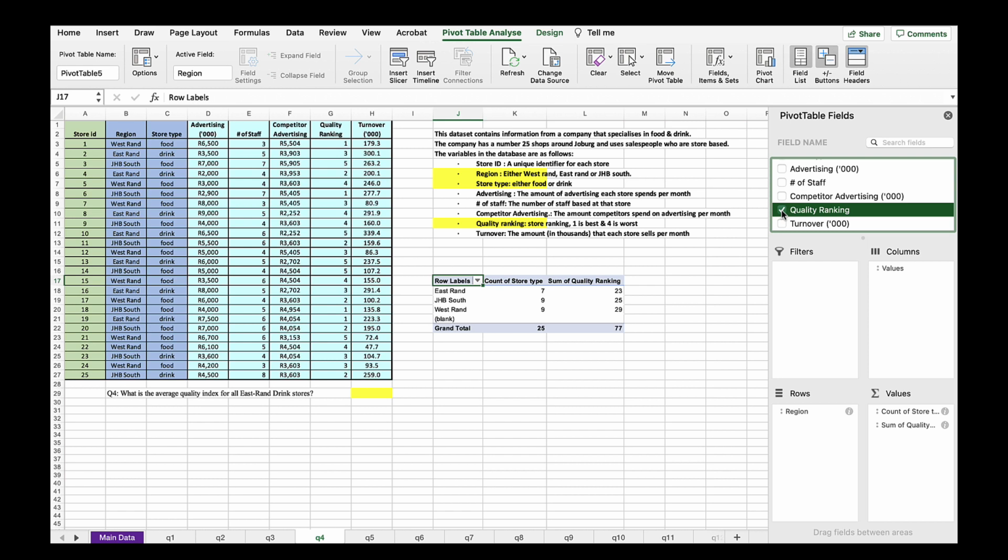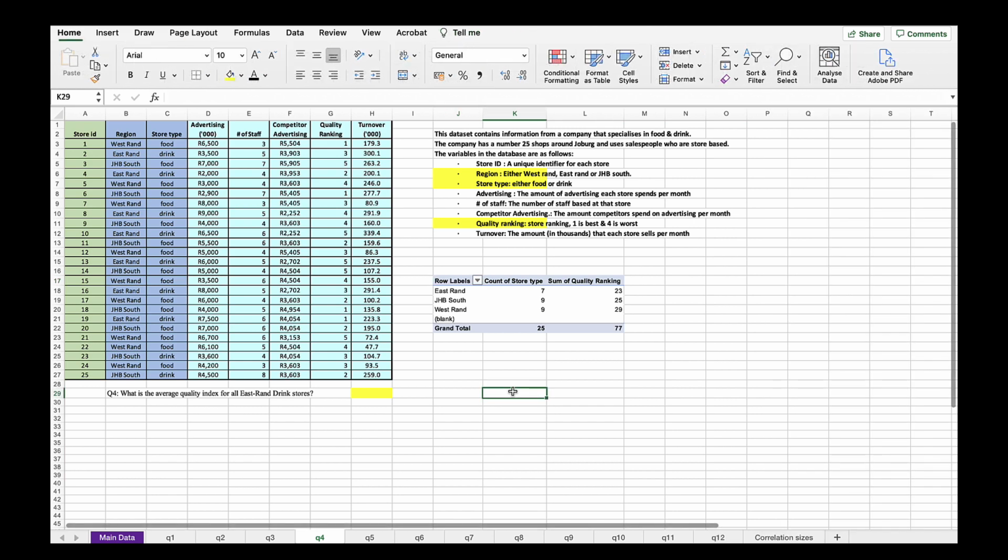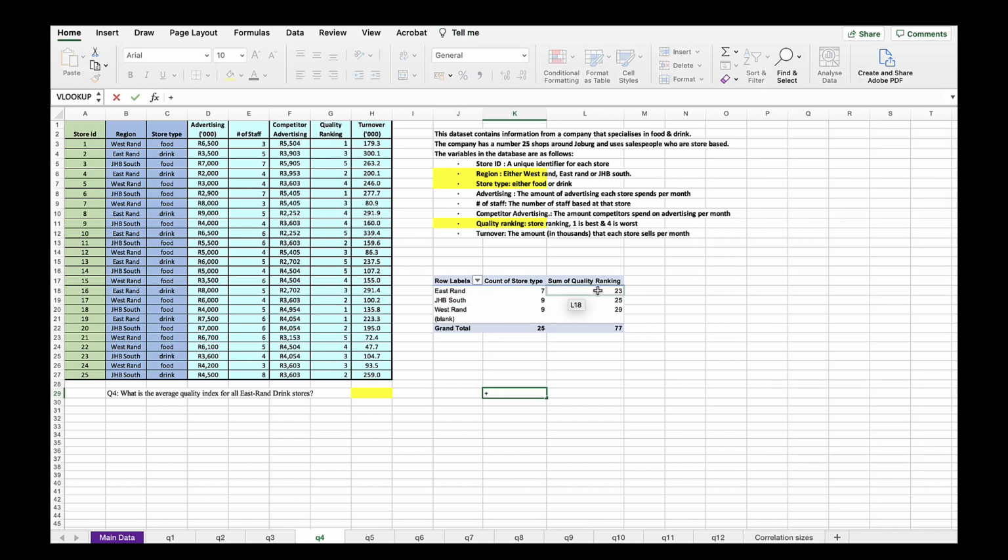Now, I'm looking for what is the average quality. So I need to look at the sum of the quality, which I've got over here, and I need to count the stores because now I can get the average quality. And I'm looking at the region, and I can then work it out for myself, and I can say we're looking at the East Rand. There's the East Rand, 23 divided by 7, and it'll give me that rating, if I put it to 2 decimal places, of 3.29. And there's my answer of 3.29.